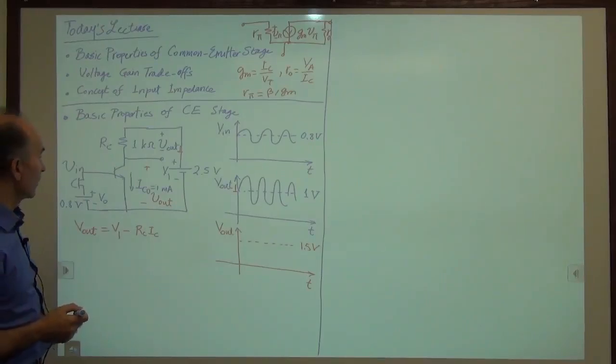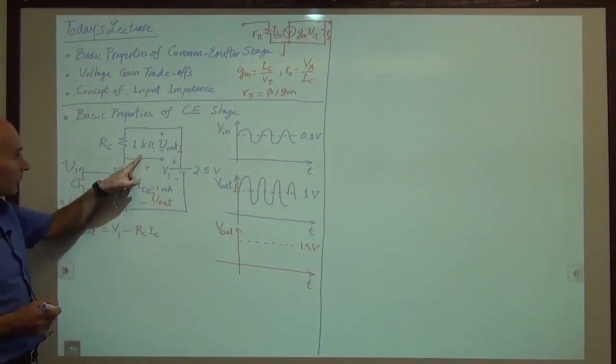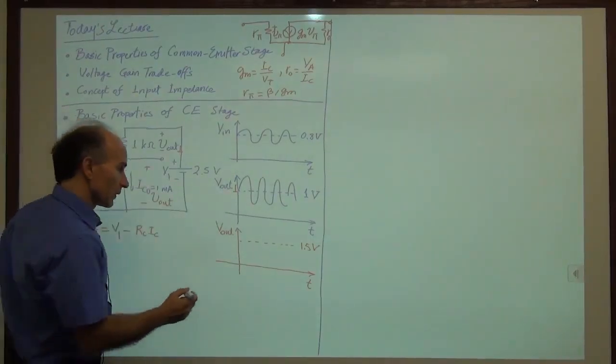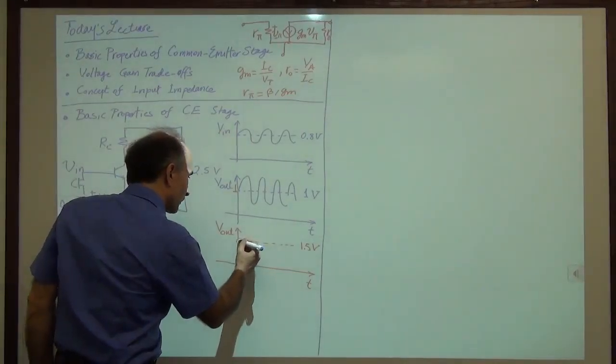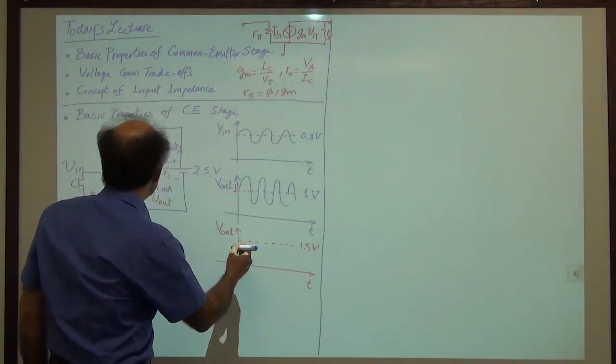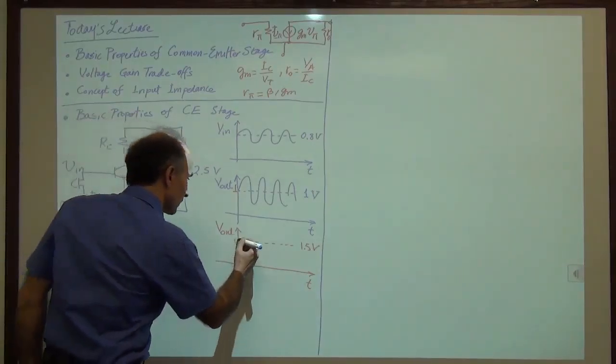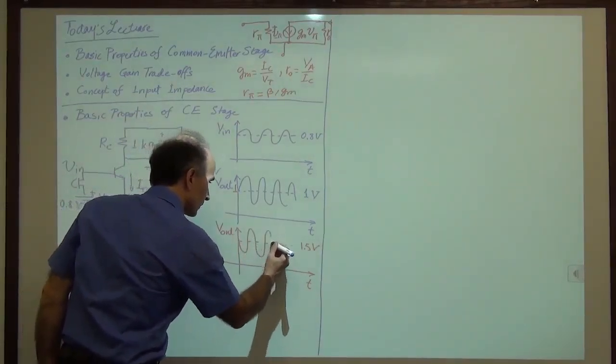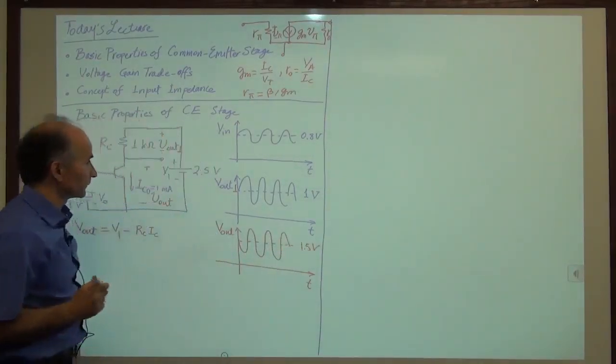All right. Now, when the signal comes in, what happens? Well, this point goes up and down, just like before. So this will go up and down, and this time I have to be careful with the polarities. So this will go like this.